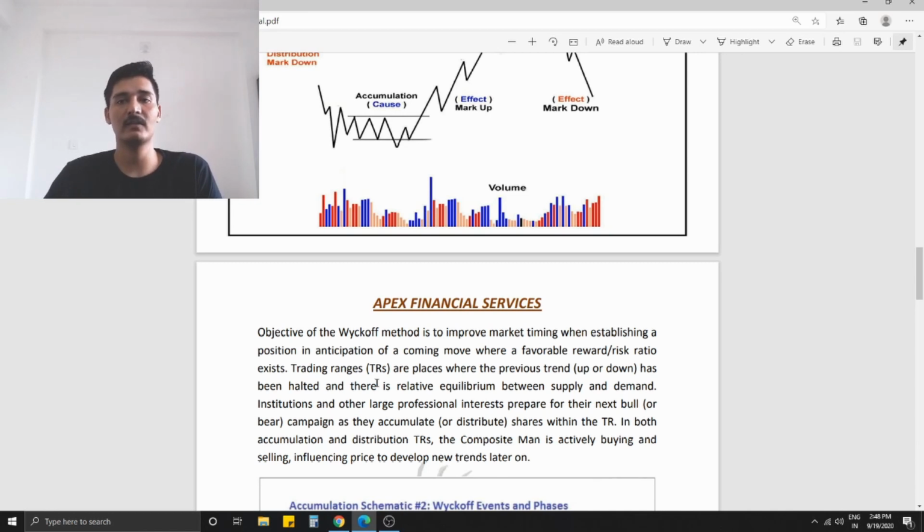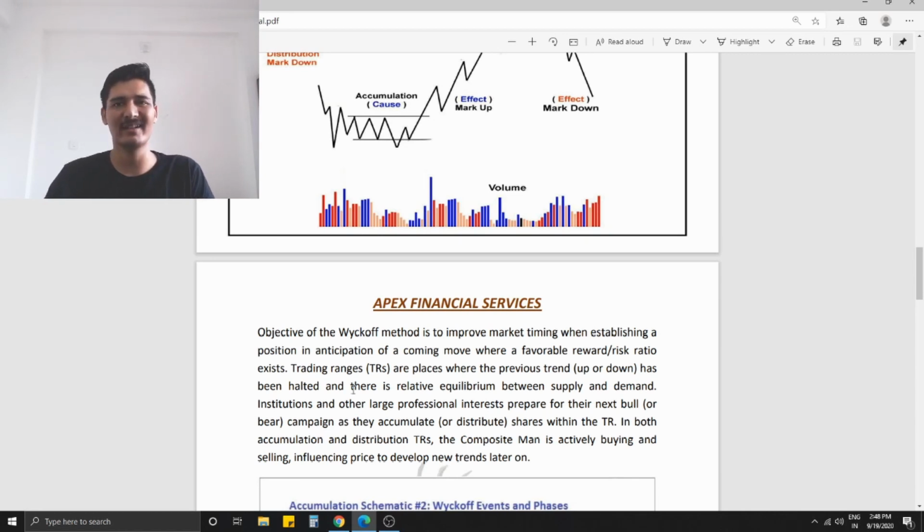We have trading ranges known as accumulation and distribution, and the break of this range is exactly what we are trying to catch. Defining it in terms of Wyckoff, trading ranges are places where the previous trend has been halted and there is a relative equilibrium or range bound market between supply and demand, where all the big players, institutions, and biggies are preparing either for the next bull run or the next fallout. In both accumulation and distribution, the composite man is actively buying and selling, influencing the price to develop new trends.